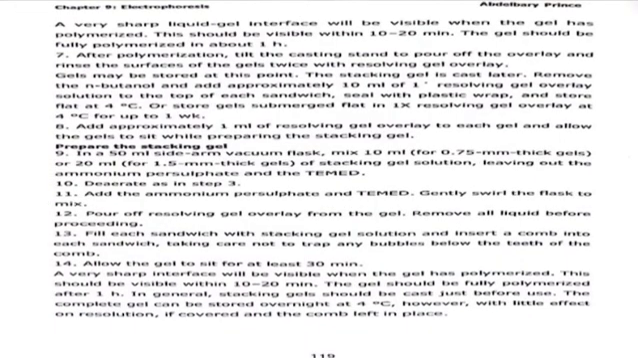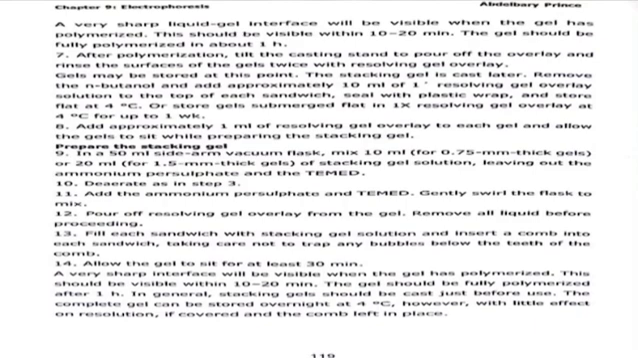After a minute or two, repeat this process to overlay the second slab. A very sharp liquid gel interface will be visible when the gel has polymerized. This should be visible within 10 to 20 minutes. The gel should be fully polymerized in about 1 hour. 7. After polymerization, tilt the casting stand to pour off the overlay and rinse the surface of the gels twice with resolving gel overlay. Gels may be stored at this point.